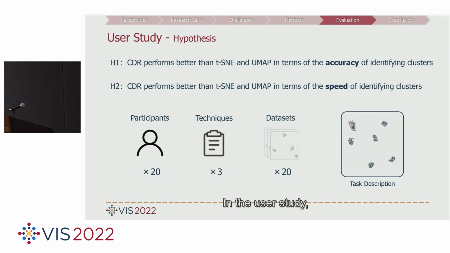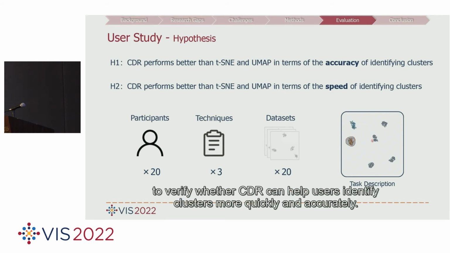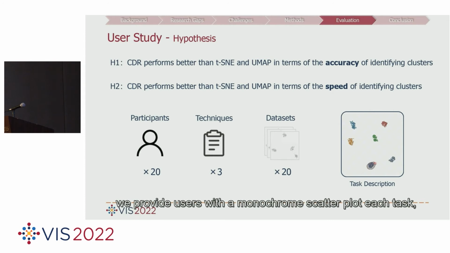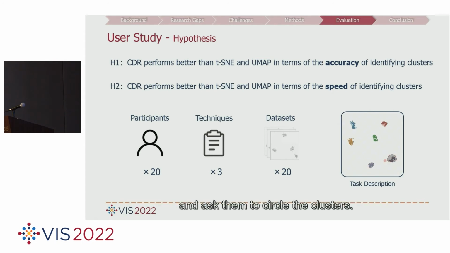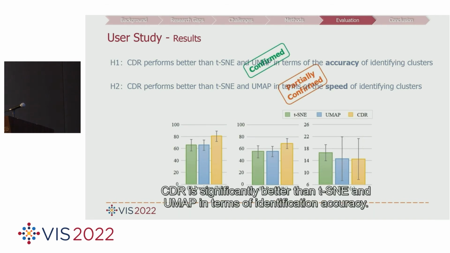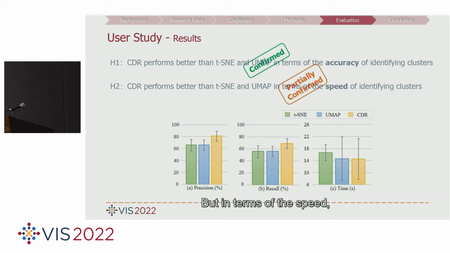In the user study, we propose two hypotheses to verify whether CDR can help users identify clusters more quickly and accurately. During the experiment, we provide users with a monochrome scatter plot in each task, and ask them to circle the clusters. The results show that CDR is significantly better than t-SNE and UMAP in terms of identification accuracy, but in terms of speed, CDR is significantly faster than t-SNE but comparable with UMAP.